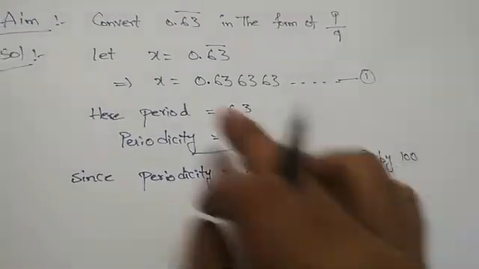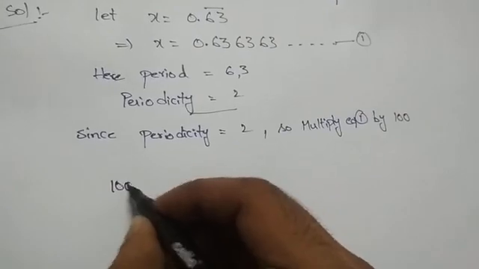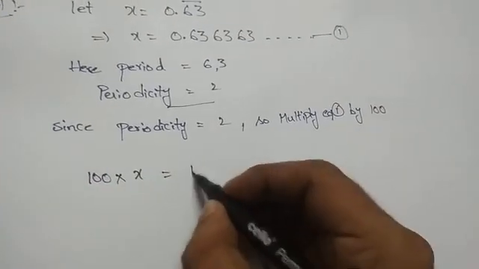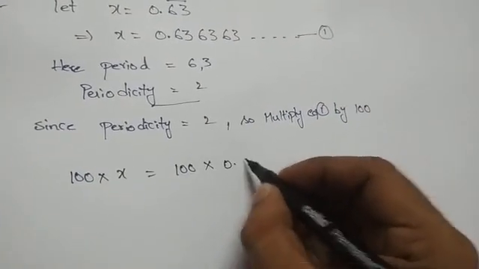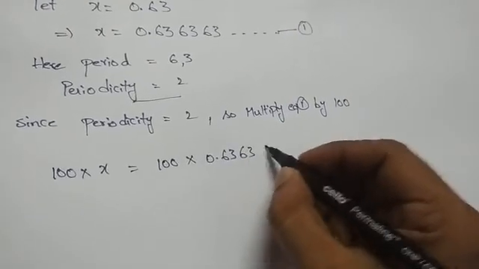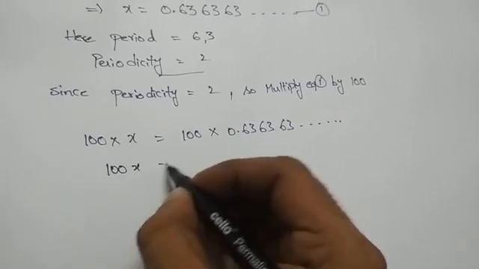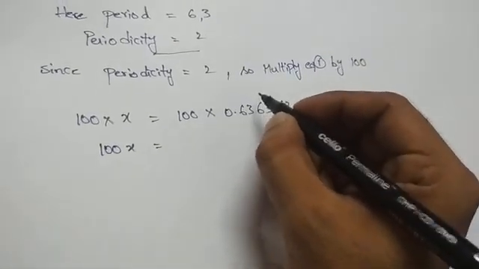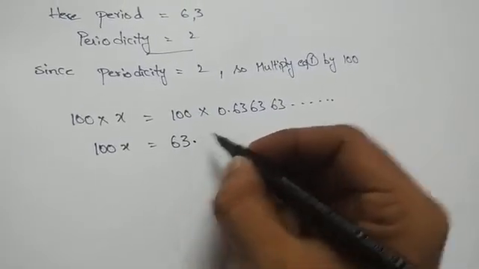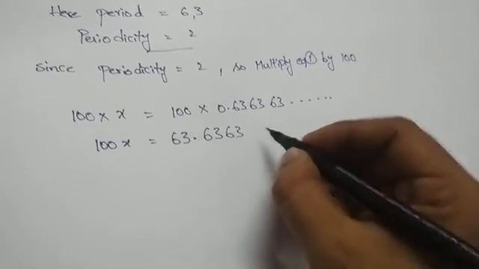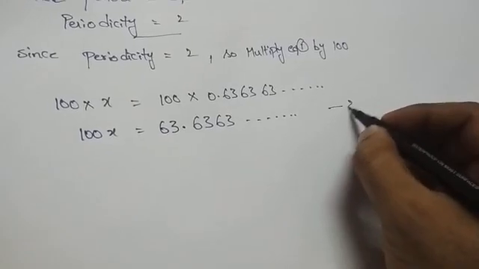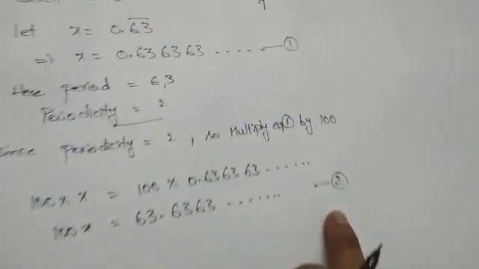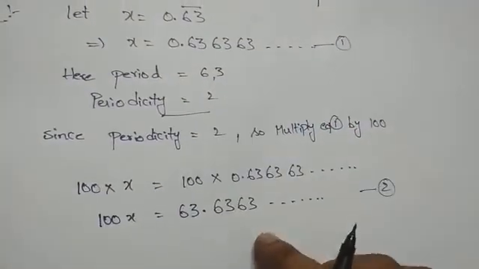Now come here. Since periodicity is 2, we will multiply equation 1 by 100. Equation 1 is this one, so we will multiply with 100 on both sides. 100 into x is equal to 100 into 0.6363 and so on. So 100x is equal to, for 2 zeros, the decimal point will move 2 places to the right side, so it will be 63.6363 and so on. This is equation number 2. I have equation 2, I have equation 1. So how did I get equation number 2? I multiplied with 100.